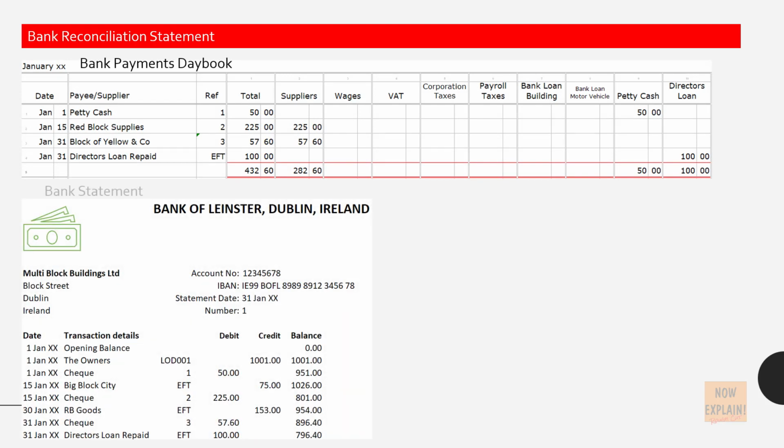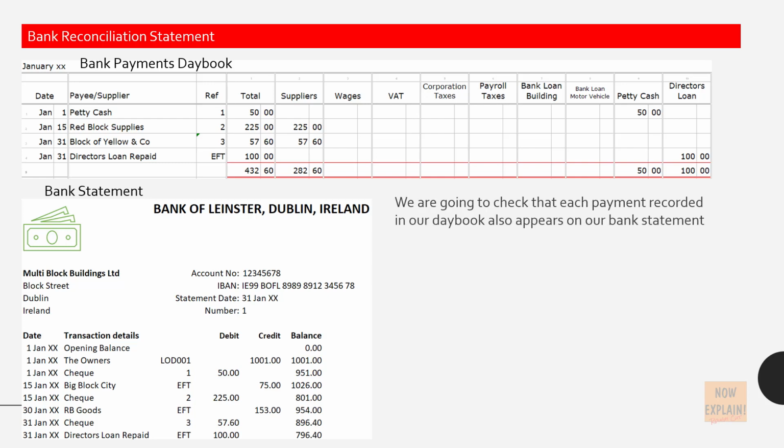Here's the bank payments daybook and the bank statement. We are going to check that each payment recorded in our daybook also appears on our bank statement. We will write the letter B beside each of the values that agree. So we're starting with the €50 at the top for petty cash, and we found that on our bank statement. We're looking for cheque number 2 for €225, and we found that on our bank statement, and we marked that with another B. Now we're looking for cheque number 3.